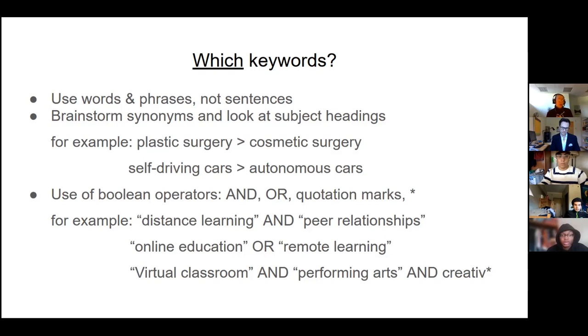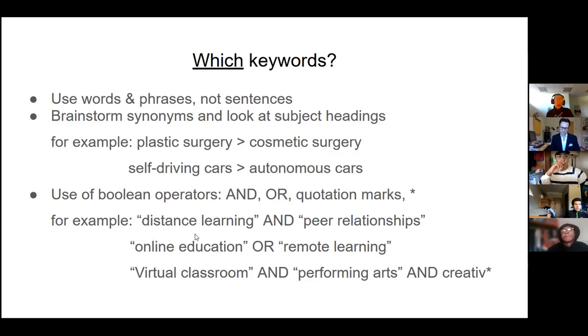So for example, here, plastic surgery could also mean cosmetic surgery. Self-driving cars could also mean autonomous cars. So now's the time, when you have your topic, to think about what other terms could I possibly use for what I'm talking about or thinking about. The use of Boolean operators, the words and, or, quotation marks, or this little asterisk. You'll see me applying this in different ways.